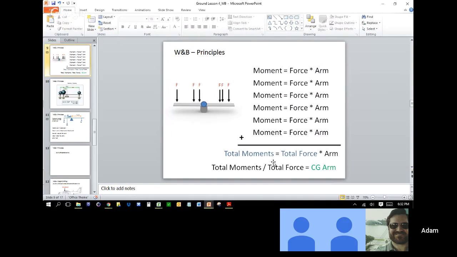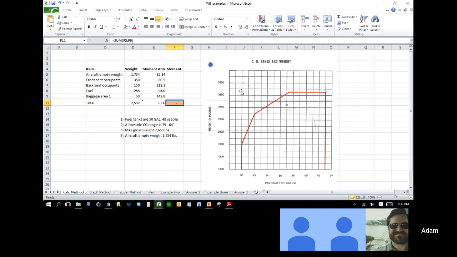If I know my total weight, total force, and I know my total moments, I can find my center of gravity. And so when you do your weight and balance calculations, you're always going to lay it out like this in a table format. You're always going to have weight and arm, weight and arm. And your weight times your arm is your moment. So we're going to calculate this. We're going to run this all the way down.